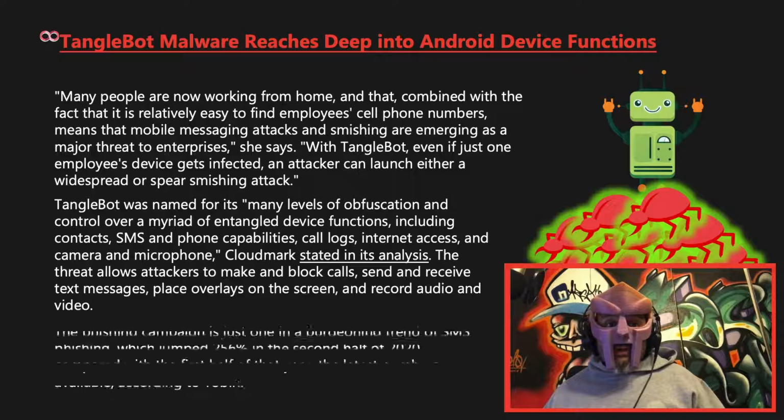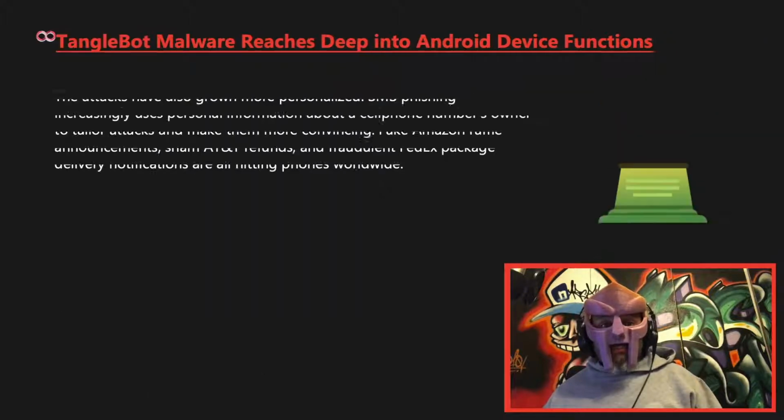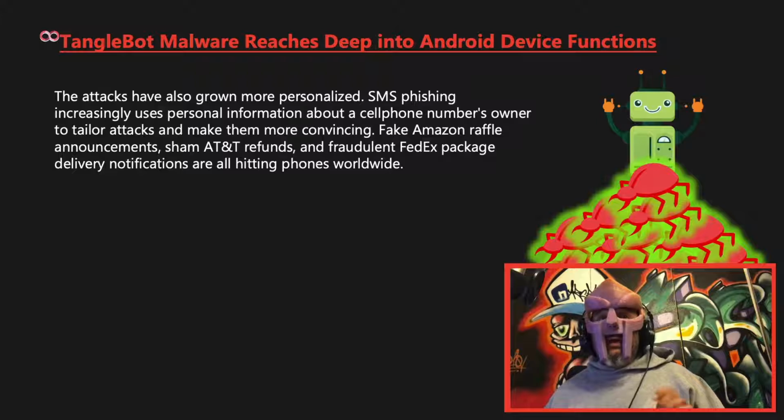The phishing campaign is just one in a burgeoning trend of SMS phishing, which jumped 256% in the second half of 2020 compared with the first half of 2020, the latest numbers available according to Tobin. The attacks have also grown more personalized. SMS phishing increasingly uses personal information about a cell phone number's owner to tailor attacks and make them more convincing. Fake Amazon raffle announcements, sham AT&T refunds, and fraudulent FedEx package delivery notifications are all hitting phones worldwide.